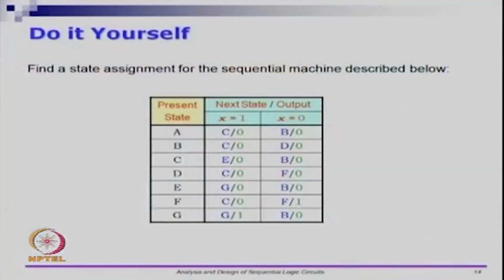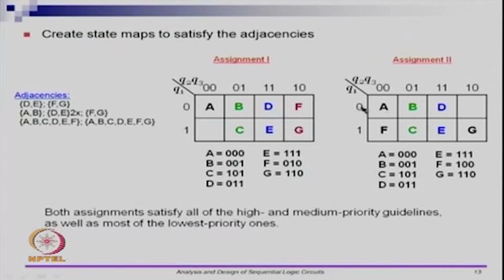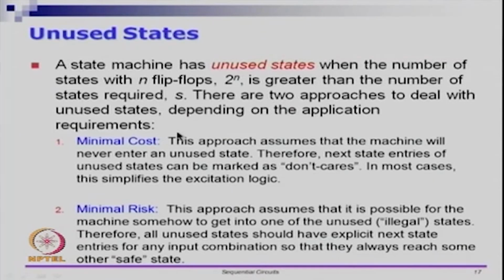In the previous example here, the vector 0 1 0 is not assigned to any state in this assignment, the vector 1 0 0 is not assigned to any state in this assignment. So these are unused states. When you look at these unused states, they can cause a problem. So there are two approaches to deal with unused states.